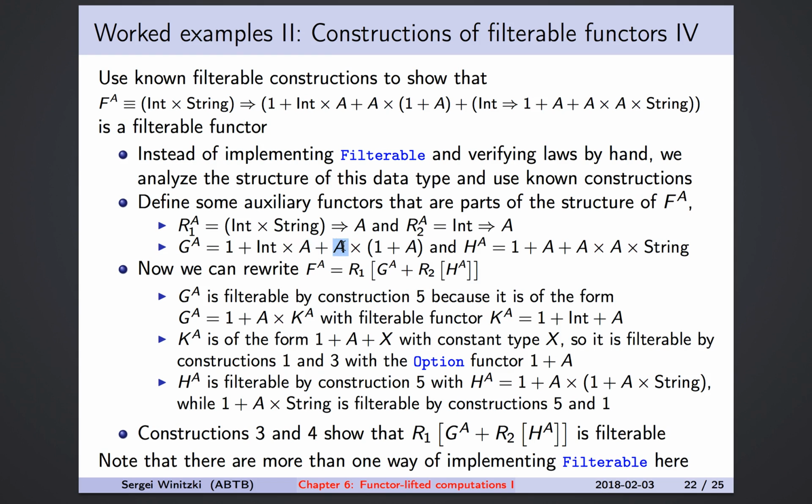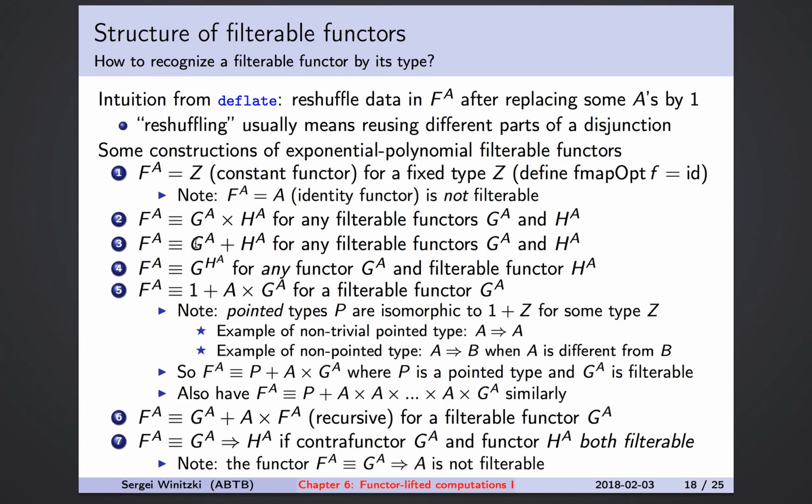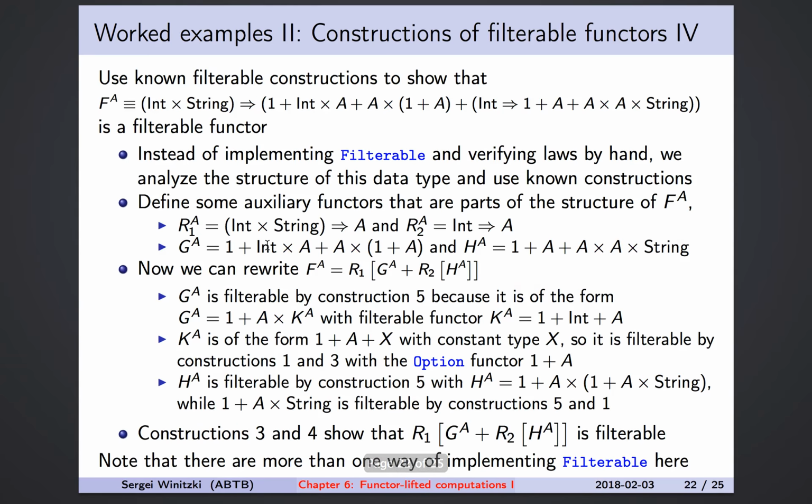Right, we can make this A, we can put it outside brackets, and then you have 1 plus A times int plus 1 plus A. So int plus 1 plus A is, let's call it K. And that is filterable because it's of the form 1 plus A plus constant. And that gives us filterable by constructions 1 and 3. So constant is construction 1, and construction 3 is the sum of two filterables. So constant is filterable, and 1 plus A is option filterable, of course. So therefore K is filterable, therefore this is filterable.